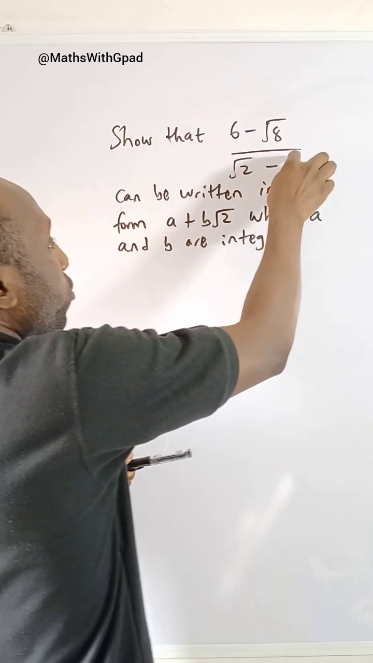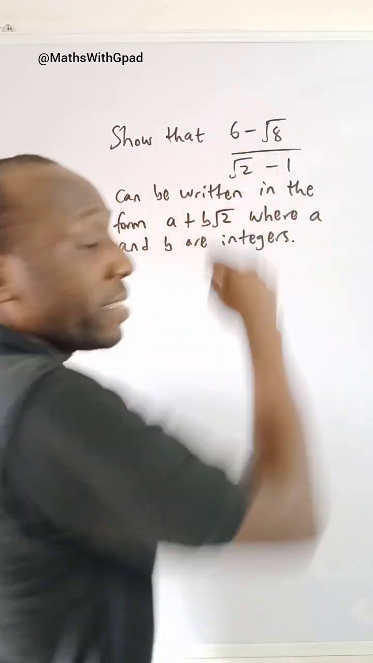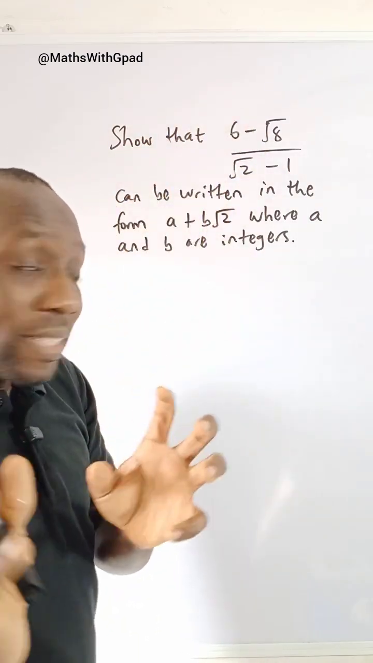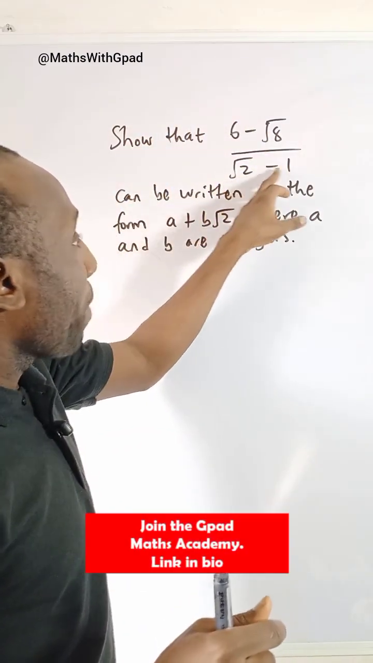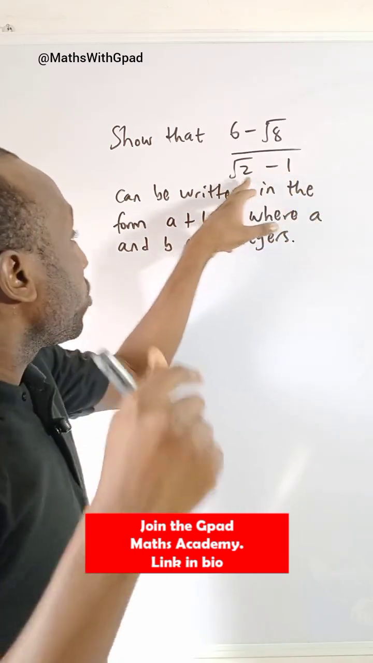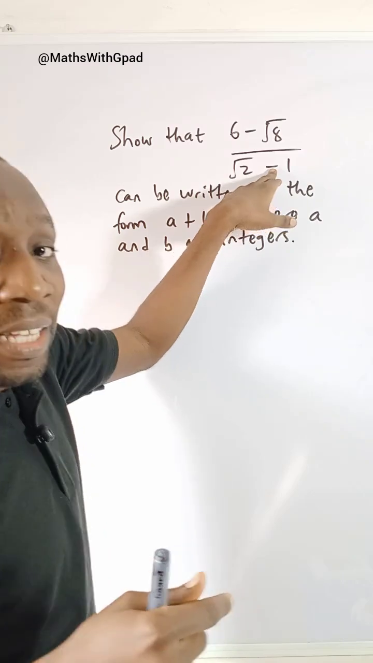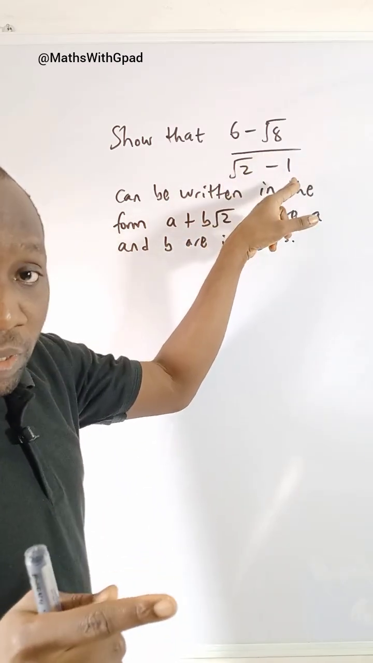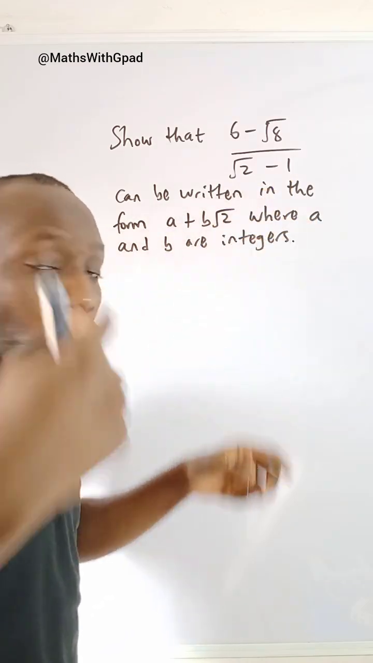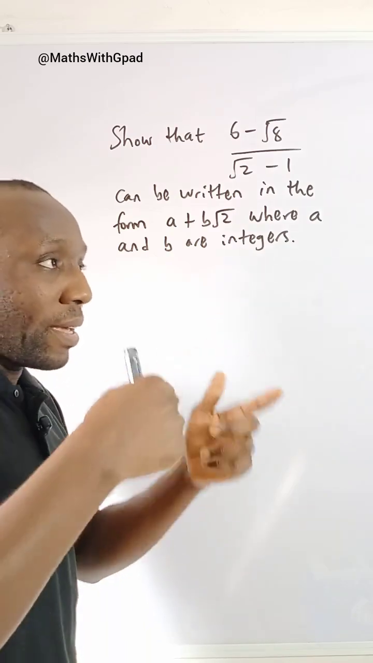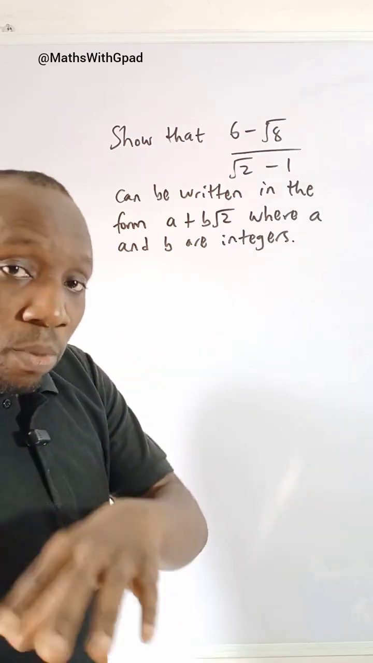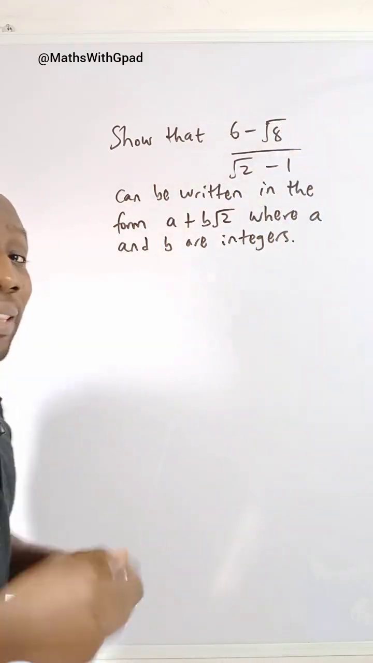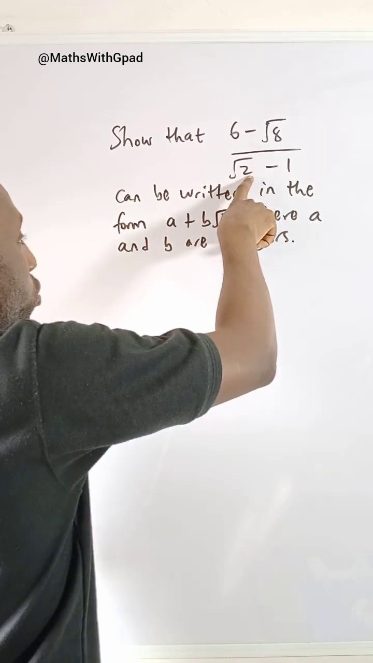So real quick, if I want to rationalize the denominator, I will have to use the conjugate of root 2 minus 1. What is the conjugate? It is root 2 plus 1. So when you have minus here, the conjugate will be plus. But if this were plus, the conjugate would have been root 2 minus 1. So it's like minus to plus and plus to minus. So I'm going to multiply the numerator and denominator by the conjugate of root 2 minus 1.